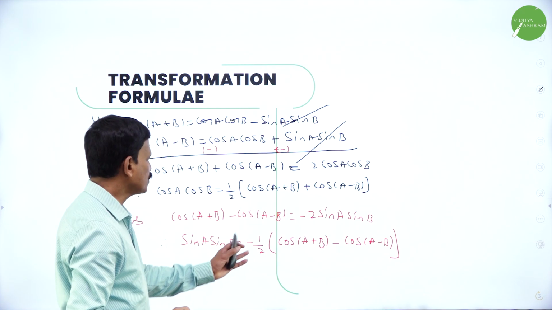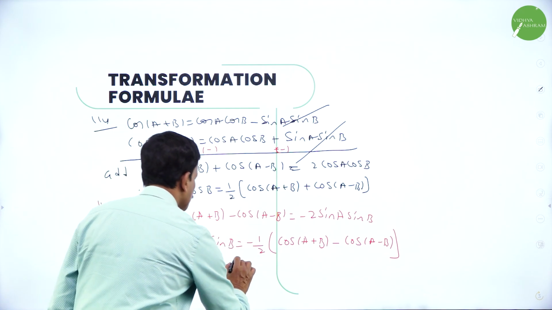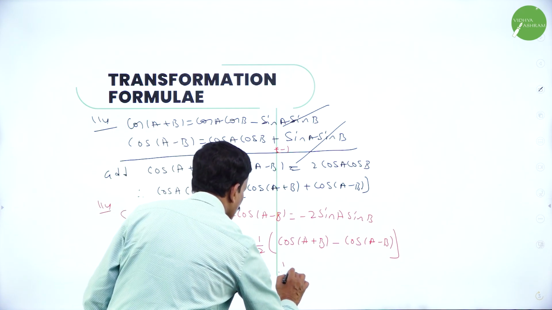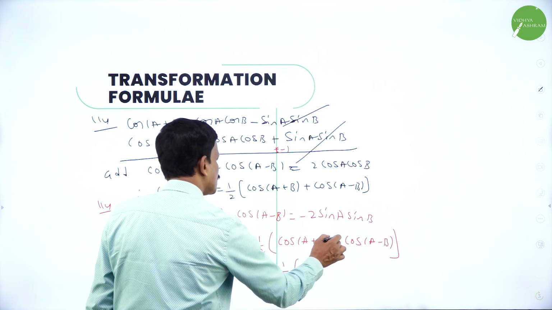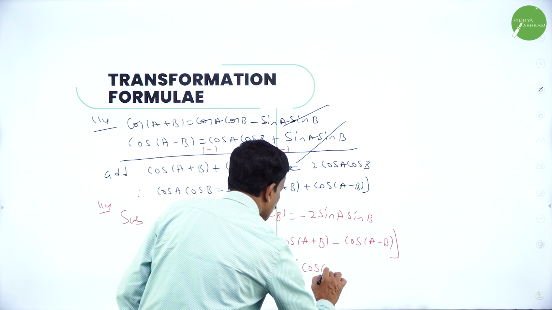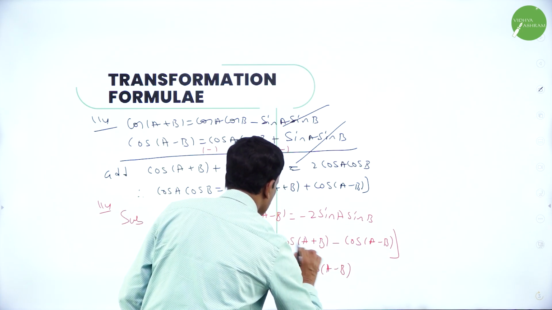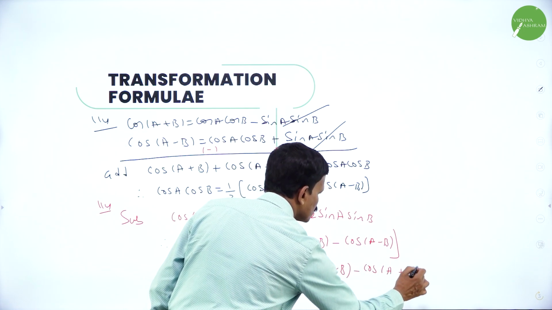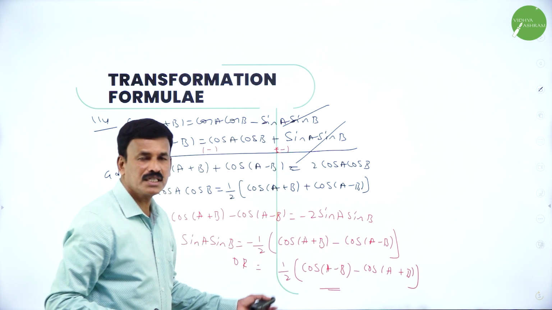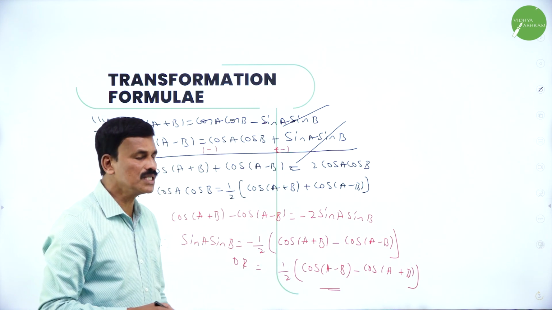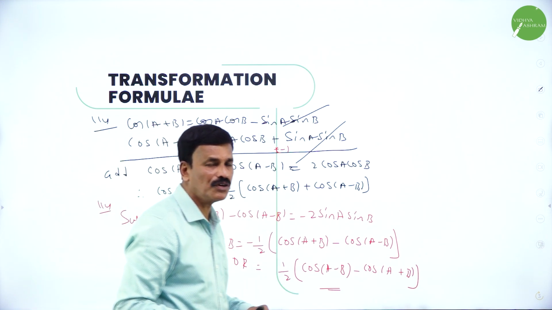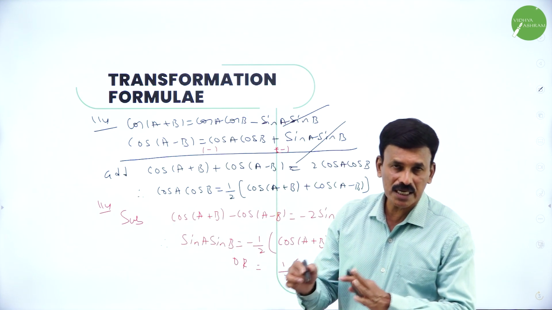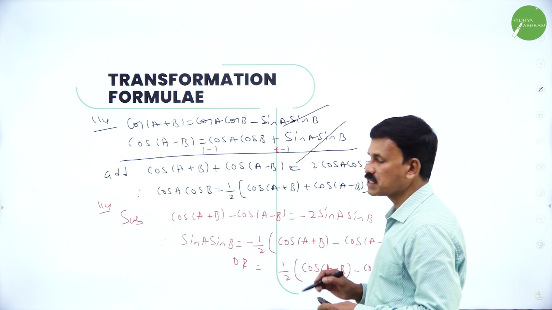Now suppose you want to multiply with the negative sign, what happens? This can also be written as 1 by 2 times, minus into minus becomes plus, cos(A−B) minus cos(A+B), right? So you can use any formula to simplify. These are called the transformations. The product is transformed into a sum or difference.